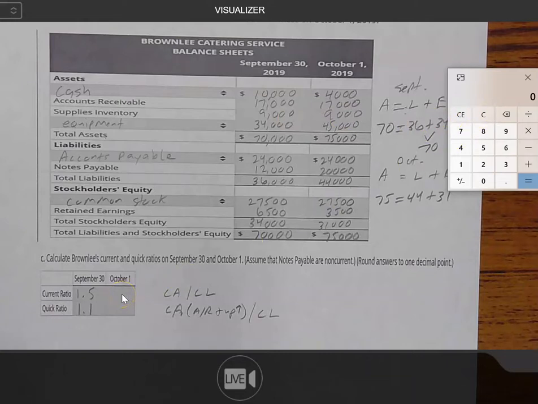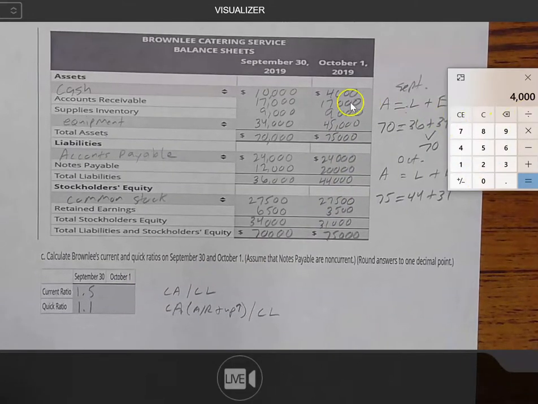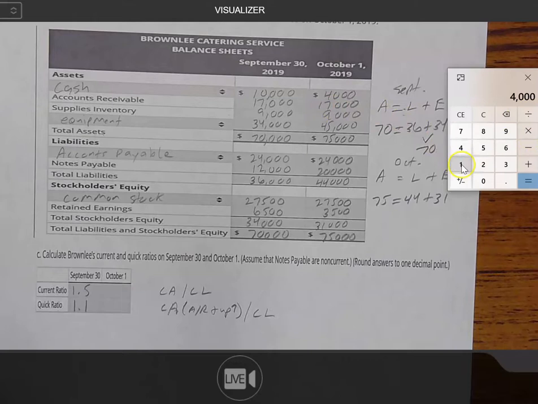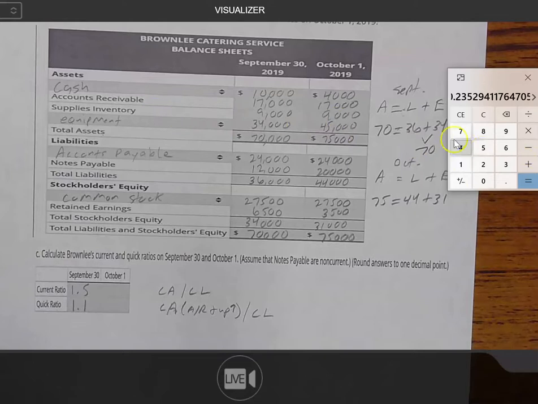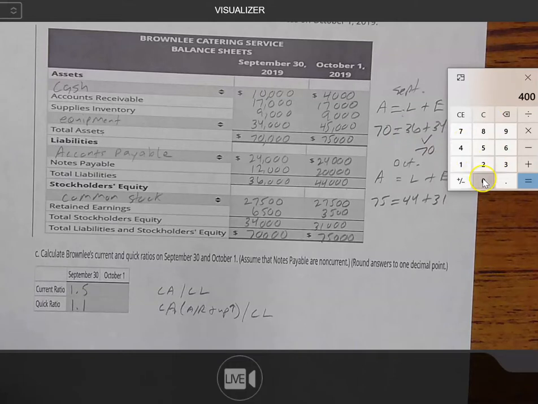And then we're going to do the same thing for October the 1st. We have $4,000 in cash plus $17,000 in accounts receivable, and then that same $9,000 in supplies gives us $30,000. And I'm going to divide that by 24,000 because our current liabilities did not change.